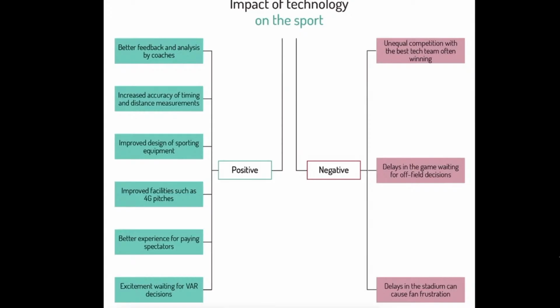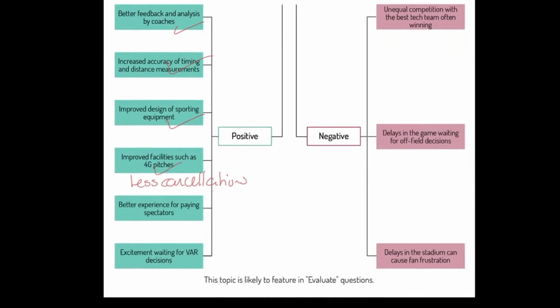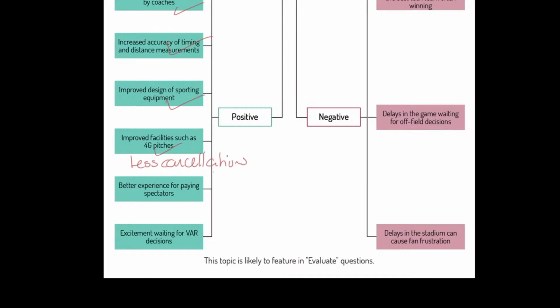For the sport, we get better feedback and analytics, increased accuracy of timings, think about measuring equipment, and improved design of sporting equipment, which makes it more spectacular, more modern. Improved facilities means, you could say here as well, fewer cancellations. You could even apply this to things like drainage if you want to get really into your horticulture, but fewer cancellations of things like rugby and football matches. Think of the impact that going to 3G and 4G on hockey would have had on the consistency of the playing surface. They played that on grass before, by the way.